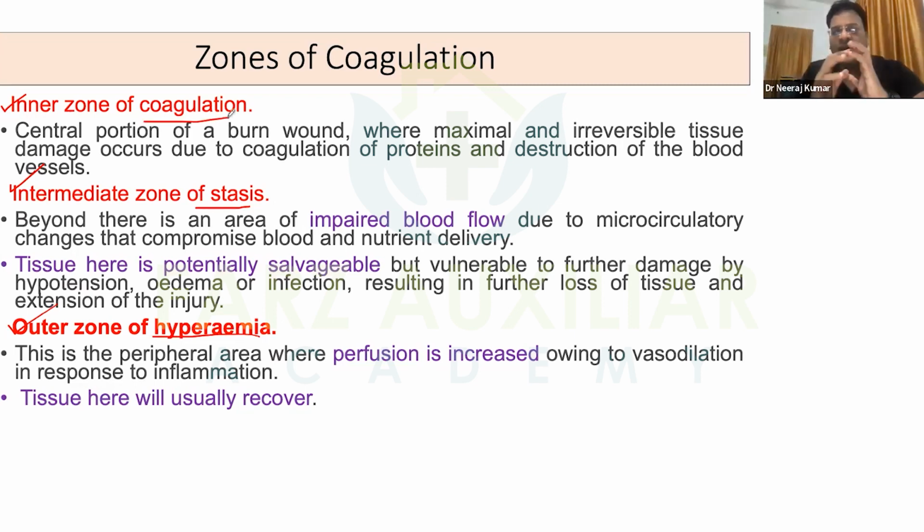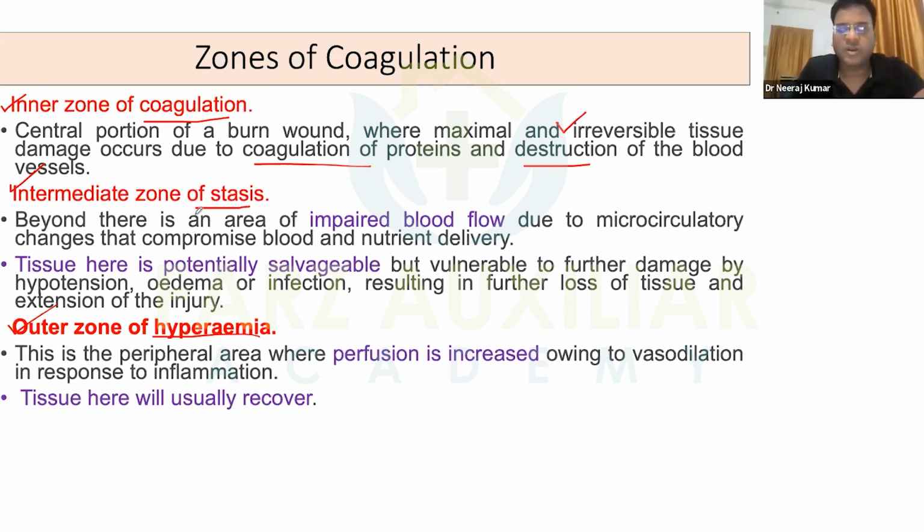The inner zone, the central portion of the burn wound, undergoes maximal and irreversible tissue destruction. Why? Because of the coagulation of the proteins and destruction of the blood vessels. So now this is very important. In the inner zone, the coagulation of the protein is irreversible. Many times you will get an MCQ on the zones, asking which zone has irreversible tissue damage. It is the inner zone of coagulation.